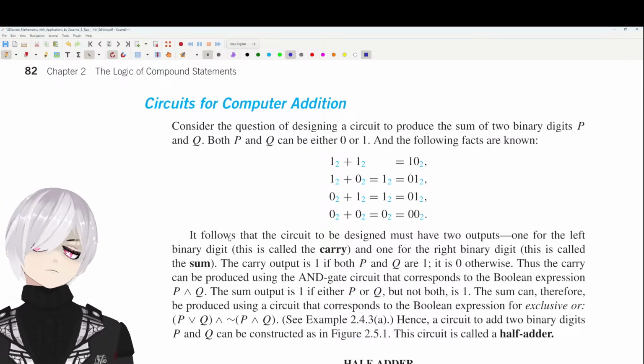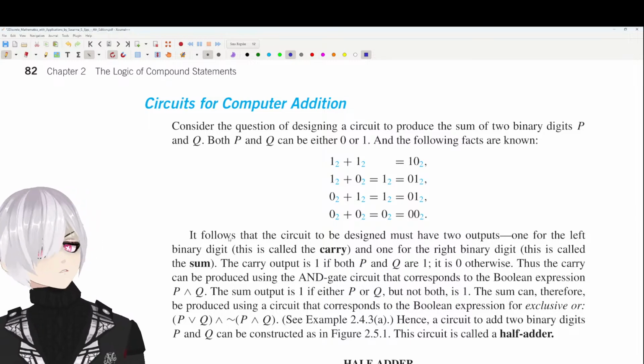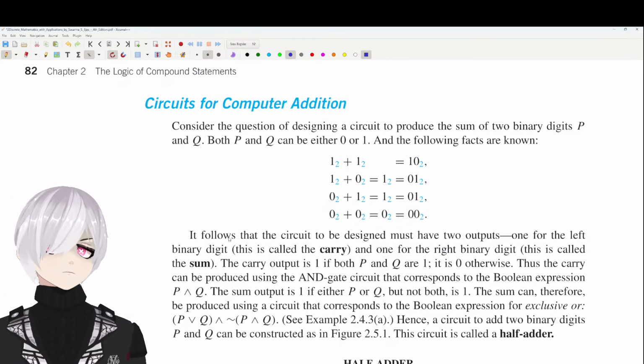Yeah, so that's what's going on with this subtraction. And then we end up with, in the rightmost, a 1 0 minus 1, etc. Oh, but this is interesting. This is where the logic comes in. Let's see. Circuits for computer addition.